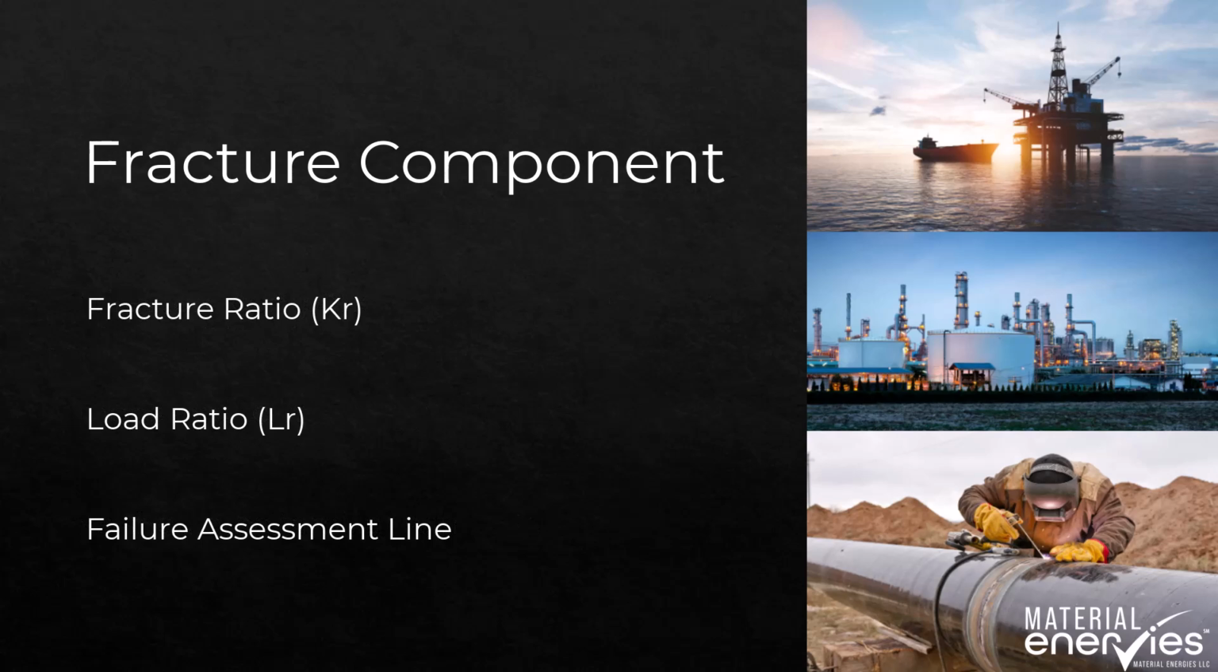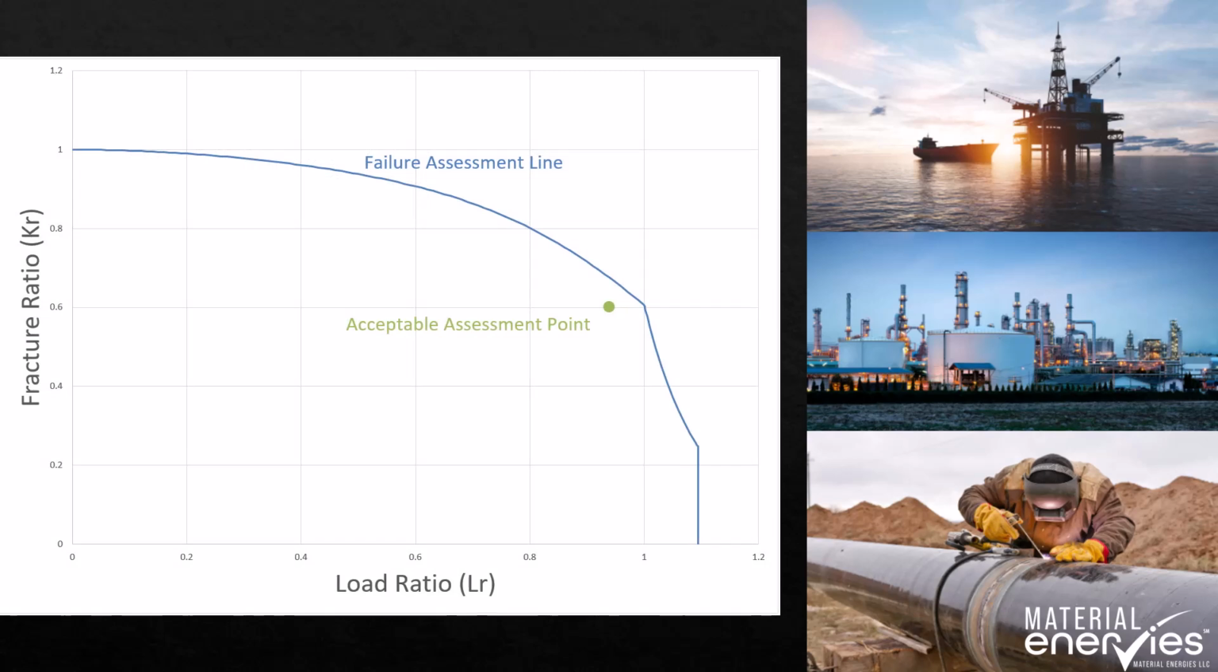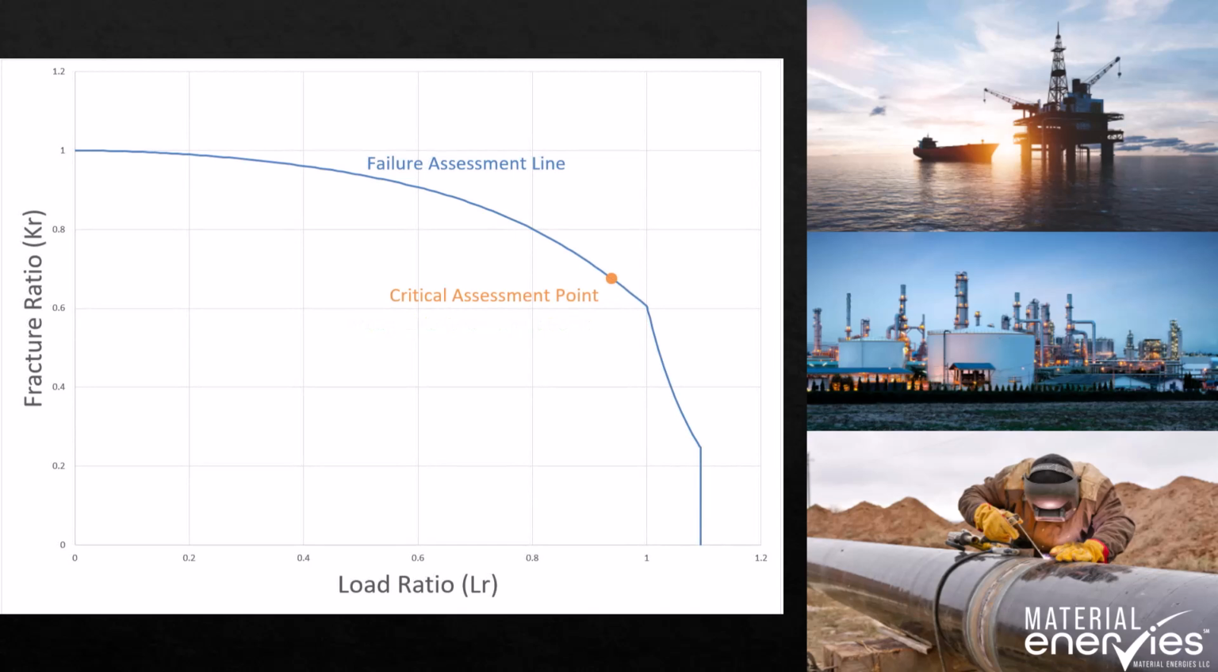For a given flaw, the fracture component calculates three values: the fracture ratio, the load ratio, and the failure assessment line. The results are visualized on the failure assessment diagram. The assessment point is associated with the load and fracture ratios. The flaw is acceptable if the assessment point lies beneath the failure assessment line. The flaw is considered critical if it lies on the failure assessment line.